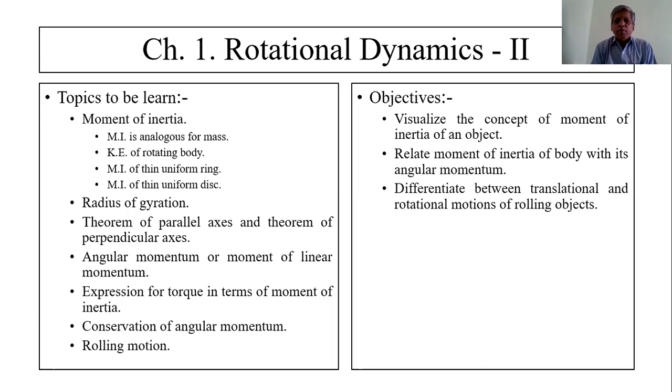After learning these topics, the student must visualize the concept of moment of inertia of an object. The student relates the moment of inertia of a body with its angular momentum, and differentiates between the translational and rotational motions of rolling objects. These are the objectives of these topics.